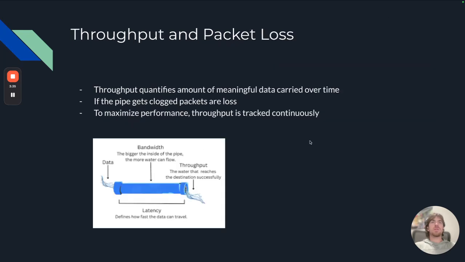Next up, we have throughput and packet loss. Similar to water flow in a pipe, your throughput will quantify the amount of meaningful data that is carried over time. When that pipe gets clogged, your packets are discarded, which results in packet loss. And to maximize performance, network engineers continuously track these variables, particularly in large enterprises and data centers.